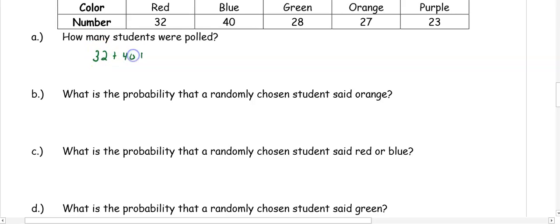32 plus 40 plus 28 plus 27 plus 23. So when we add all of those together, we get 150 students. So what is the probability that a student said orange? Well, there's 27 that said orange out of 150.